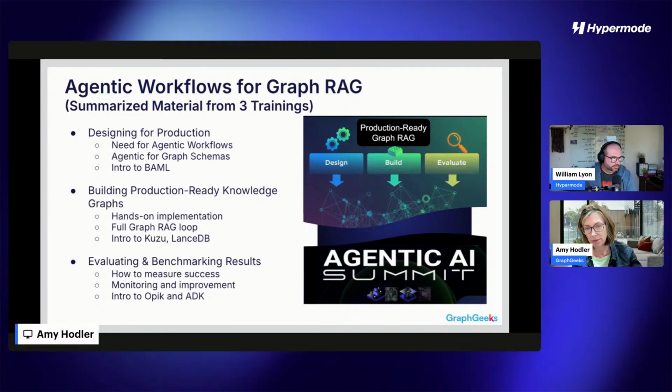You can find the more detailed material online through the Agentic AI Summit. We had 3 sessions. One was on designing for production. One was on building for production for knowledge graphs. And the third was on evaluating and benchmarking results. And if you'll notice, all of these really think about production.